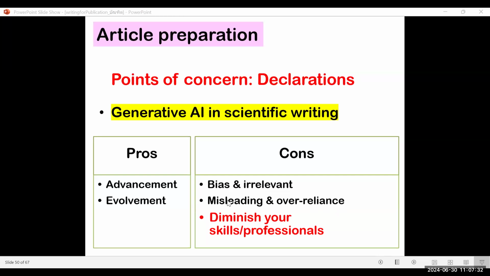direction for those articles, right? And far more serious, on the negative side, is using AI to help you write the manuscript. It will lower or diminish your skill or your professionalism. You can use AI. Journals themselves also have their own AI to track or monitor whether this author has prepared or written their manuscript properly or ethically or not, right?